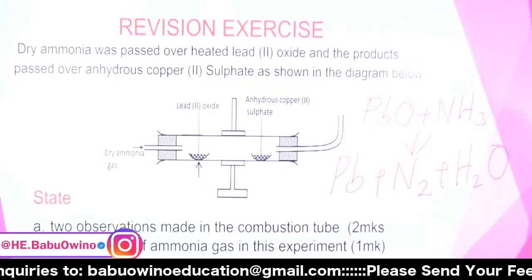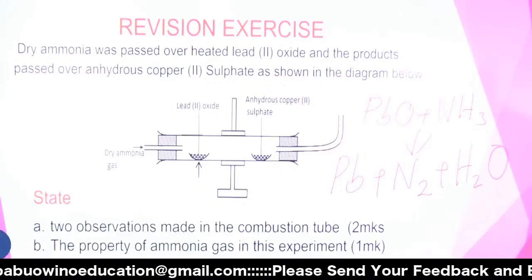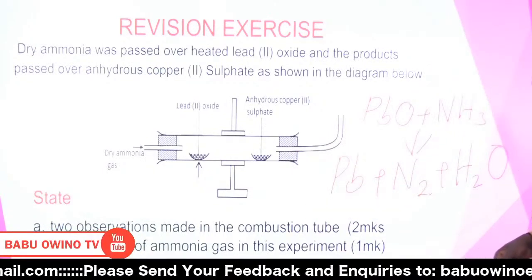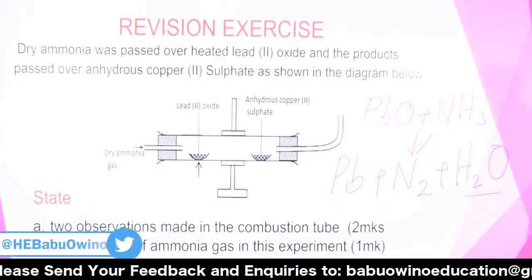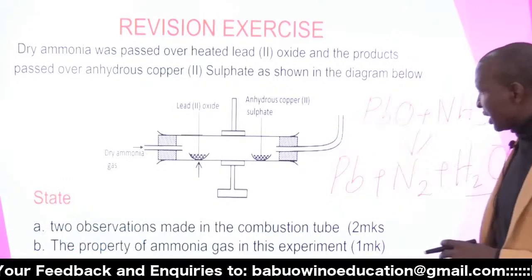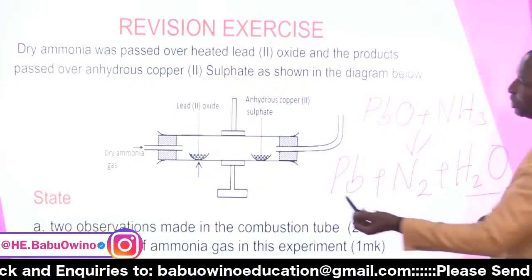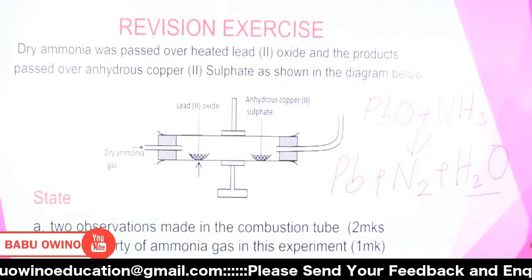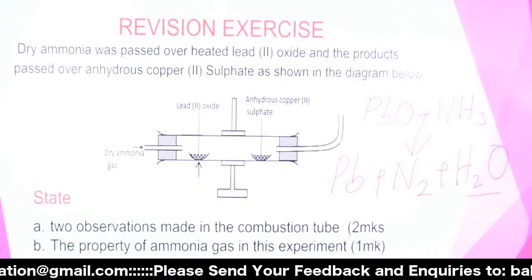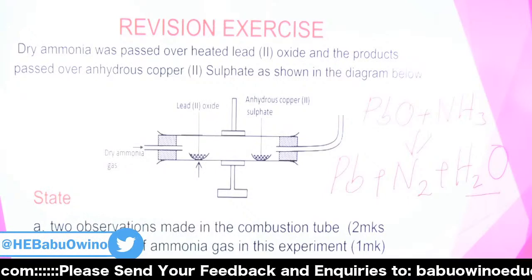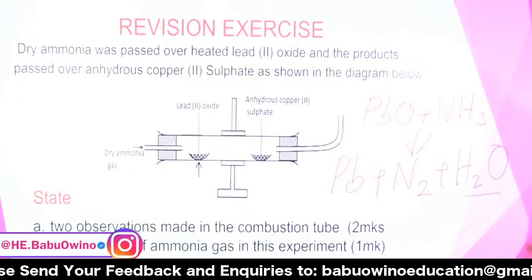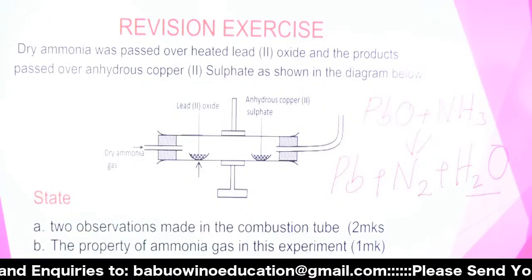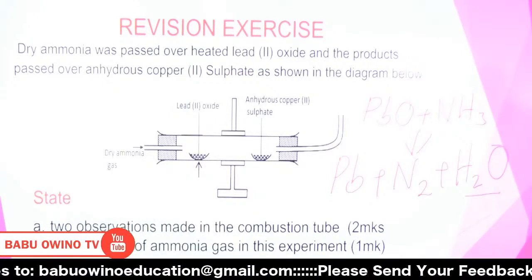So you try to get the two observations in the combustion tube. Remember, in the combustion tube we have lead oxide and we also have anhydrous copper sulfate. Remember there is water here. This anhydrous copper sulfate is white. So when it reacts with the water, which is one of the products, it changes from white to blue. So you can say the white anhydrous copper 2 sulfate changes to blue hydrated copper 2 sulfate.